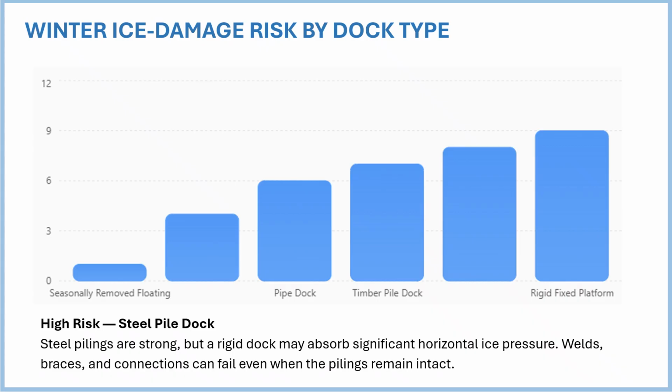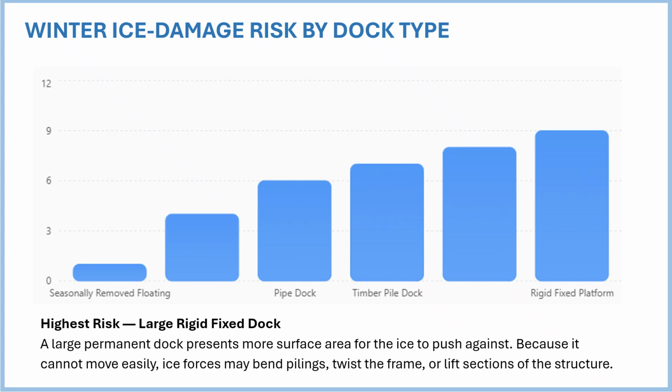Another high risk is the steel pile dock. Steel pilings are strong, but a rigid dock may absorb significant horizontal ice pressure. Welds, braces, and connections can fail even when the pilings remain intact. And the highest risk is a large, rigid, fixed dock. A large permanent dock presents more surface area for the ice to push against. Because it cannot move easily, ice forces may bend pilings, twist the frame, or lift sections of the structure.